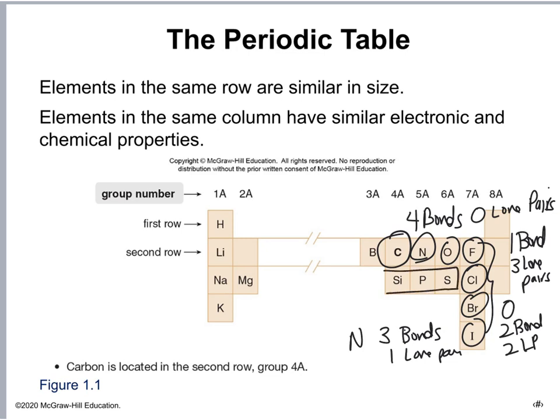These elements will typically be in your reagents. We will not be spending a lot of time with those, and same thing with boron. But hydrogen always does a single covalent bond.